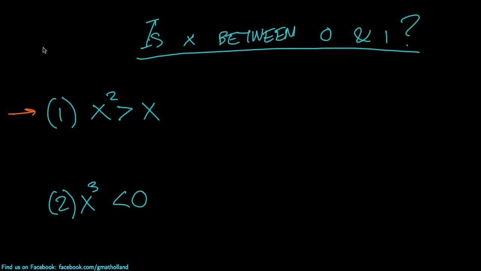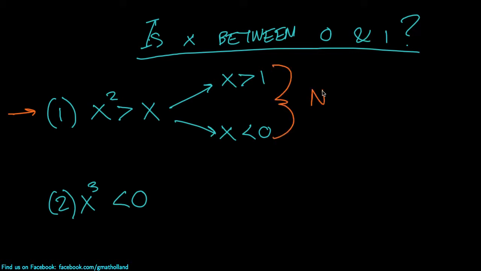Now, from the first piece of information, we have that x must either be greater than 1 or x must be smaller than 0, as we just discussed in the previous exercise. So, we have here that x is not between 0 and 1. So the question, is x between 0 and 1? We can answer with no, x is not between 0 and 1. So that means we have enough information to answer this question.